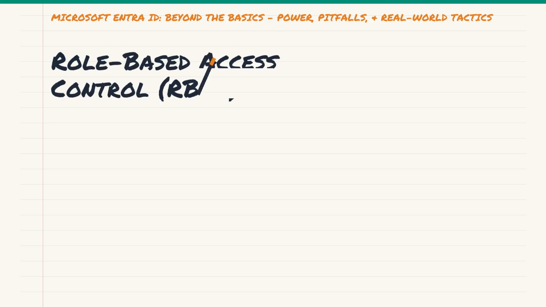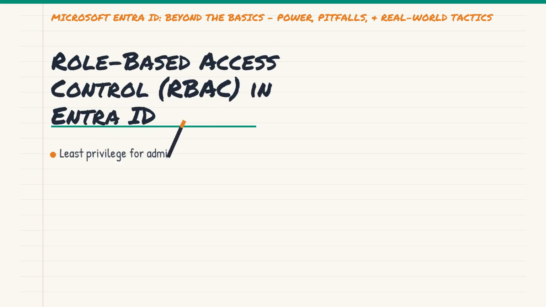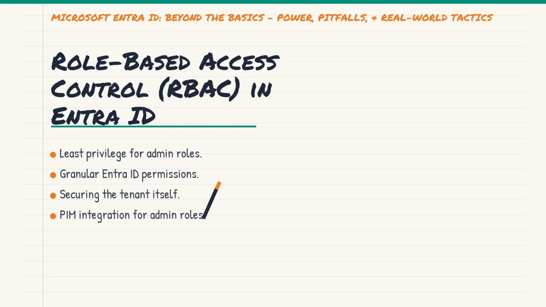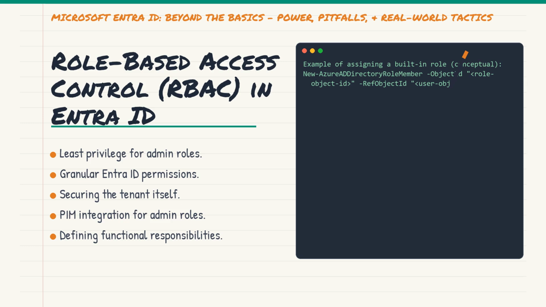Within Entra ID, RBAC is how we manage what people can do within Entra ID itself. This isn't about application access yet, but about managing the Entra ID tenant. Think about roles like Global Administrator, User Administrator, Security Administrator, Conditional Access Administrator, etc. Assigning these roles based on the principle of least privilege is crucial. Someone who only needs to manage user accounts shouldn't have the ability to change tenant-wide security policies.